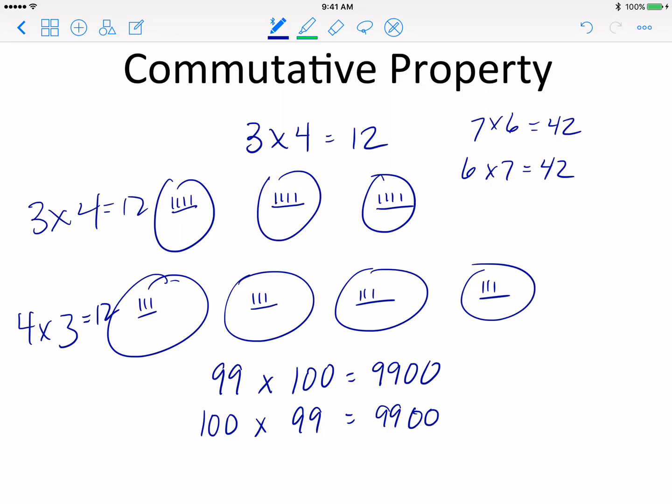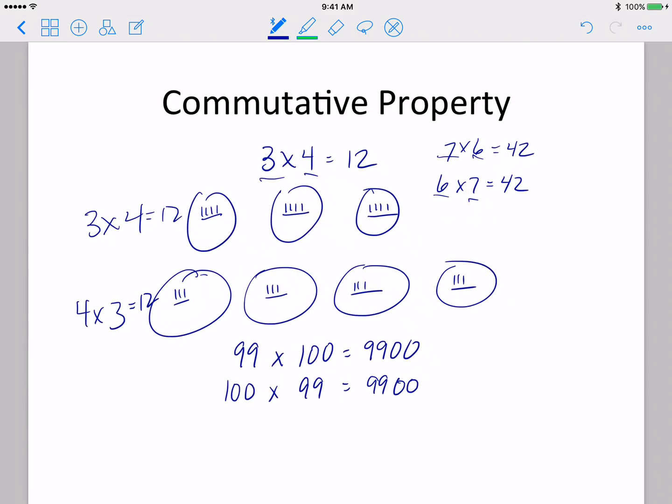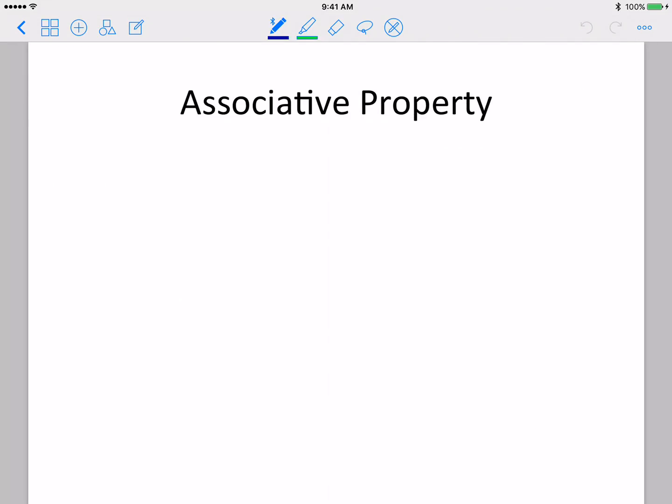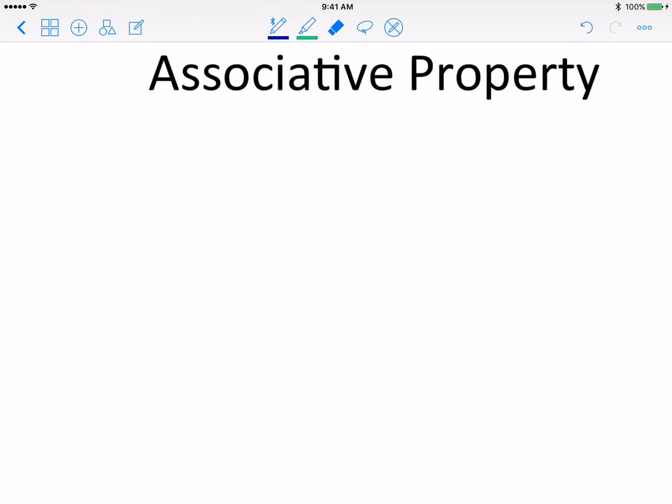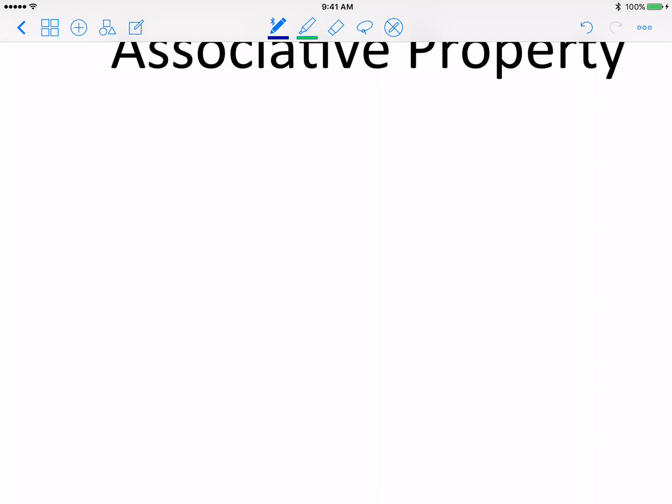So we just need to have an understanding of that. It doesn't matter which order our factors are going in. It doesn't matter. Okay? Commutative property. The associative property is a little bit different, but the same idea. If we have 2 times 3 times 4, hang on, let me change this. We have 2 times 3 times 4, and let's say we put some parentheses there. Parentheses are just a way of grouping the numbers. That just means you want to multiply those together first.